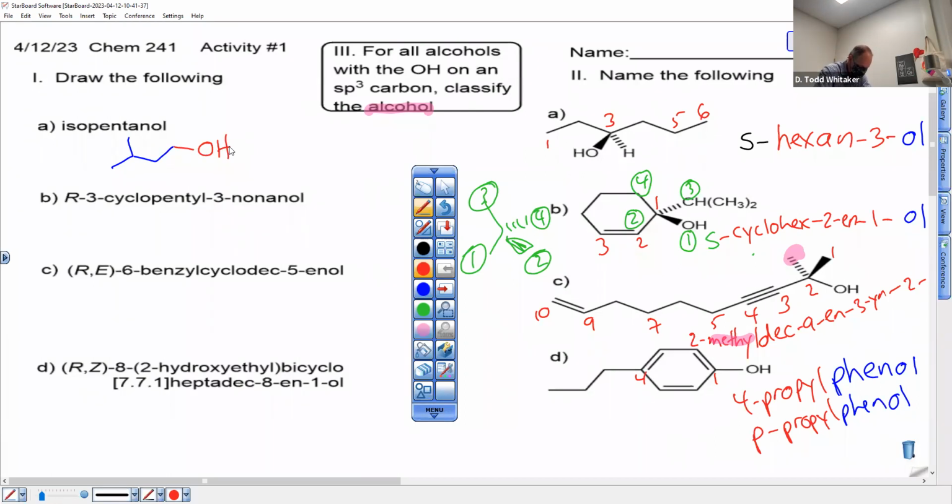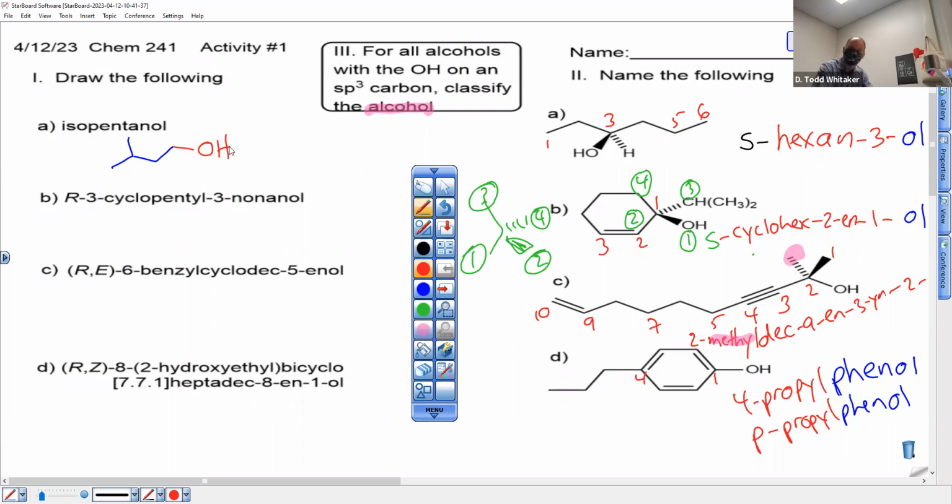R-3-cyclopentyl-3-nonanol. Yeah, there's a problem with this one. It doesn't have a stereocenter. Oh, it does. Never mind. I take it back. I thought it was cyclic. It's not cyclic. It's got a cyclo group in it. That's what confused me. So you've got to watch it.